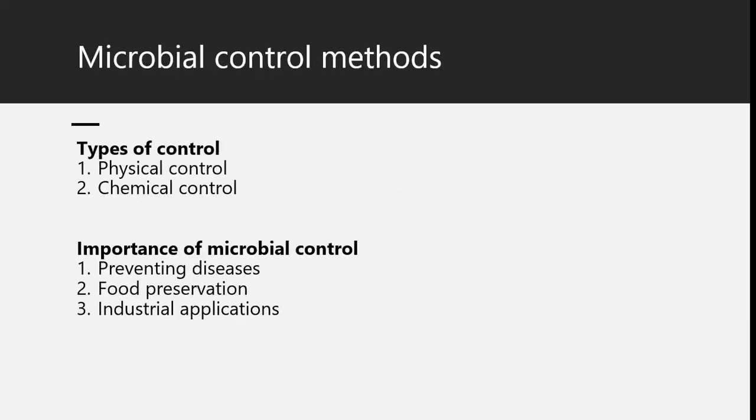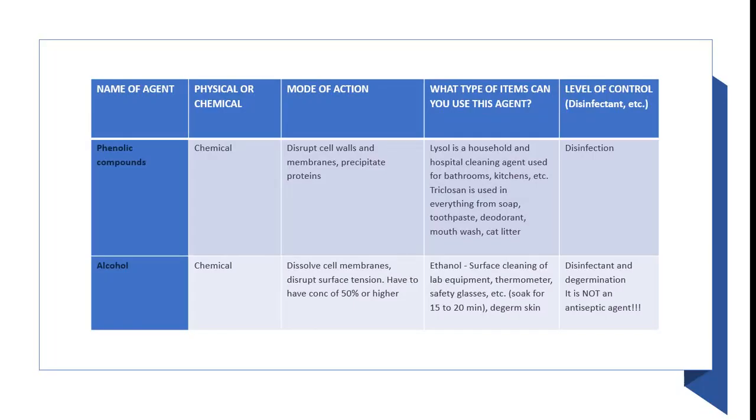So we've already talked about the physical control. In this video, we're going to look at chemical control, as I've already stated. And why? Because we need to find ways to prevent diseases, and to help with food preservation and other industrial applications. So we're going to use the chart that's in your lecture notes so that you can follow along.